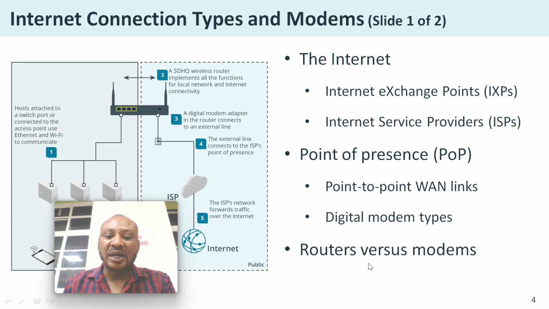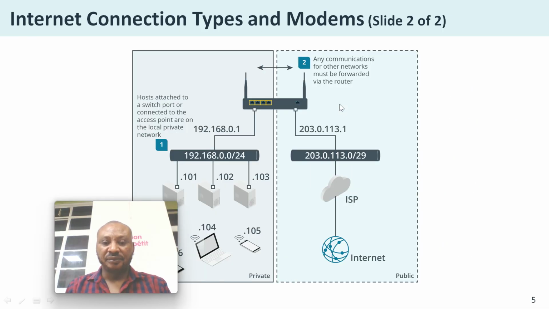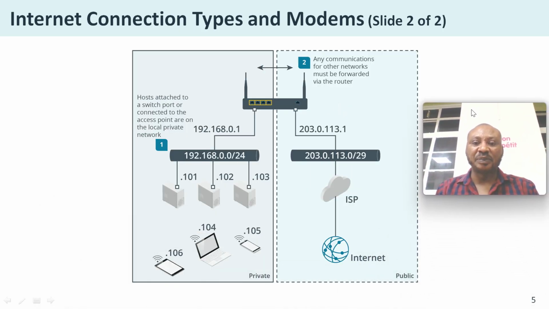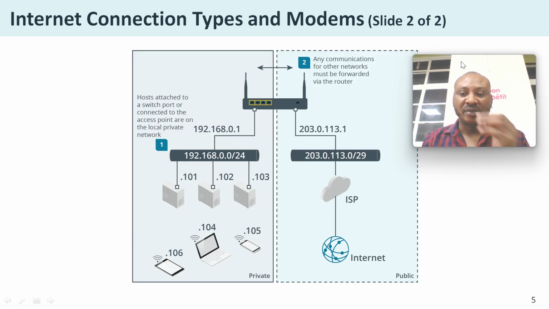So we're going to look at router versus modem now. This one uses a router, and this one uses a modem. So we're going to look at the two of them. Okay, so this is a practical scenario of a network with internet connection. What you have here now is a LAN network.